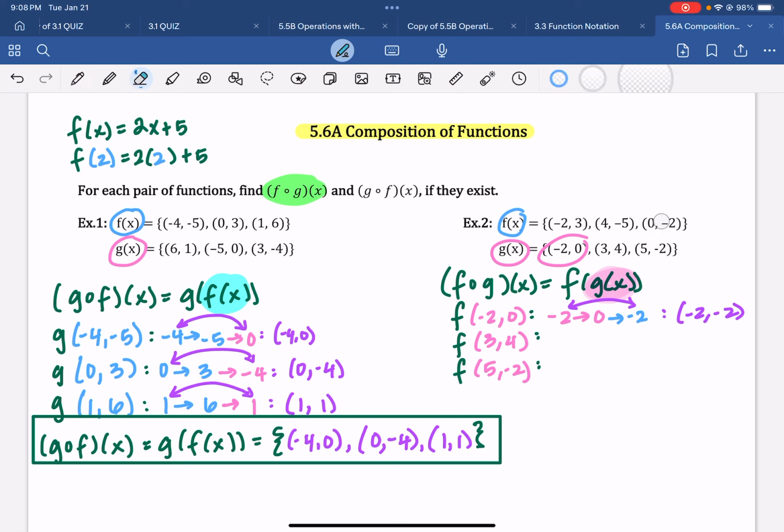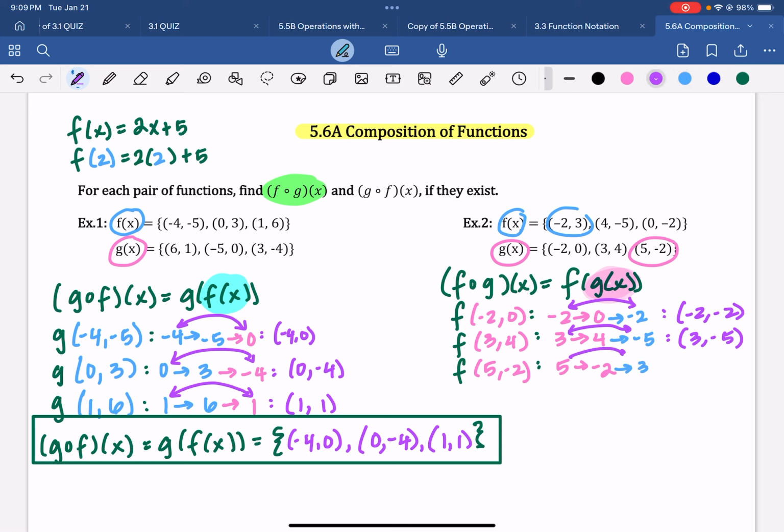All right, for the next one, we have 3 goes to 4 in the G, that's here. Then I find where 4 keeps going in F, it's right there. 4 goes on to become -5. So all together from start to finish, that's 3, -5. And then one more time. The last one goes from 5 to -2. That's this one. And then F takes -2 and turns that into a 3. So from start to finish, that's 5, 3.